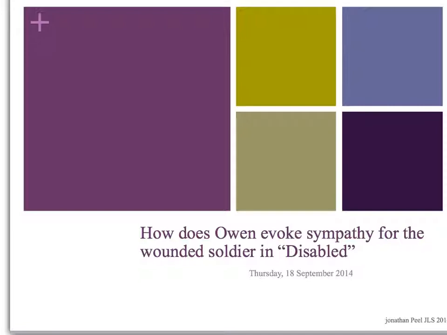My intention in the screencast is not to in any way prepare students for their coursework essay in the sense that they just have to write what they hear, but to talk through the way in which I might address a question such as the one on the title slide. How does Owen evoke sympathy for the wounded soldier in Disabled?